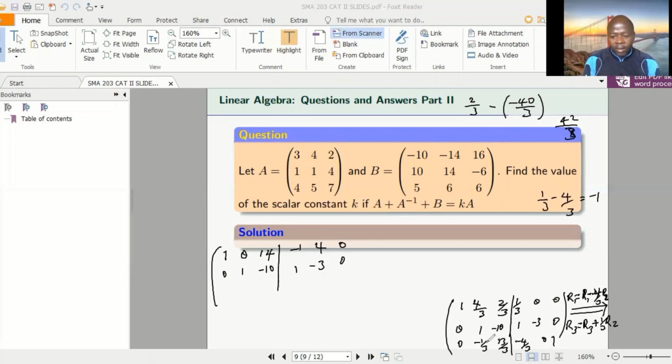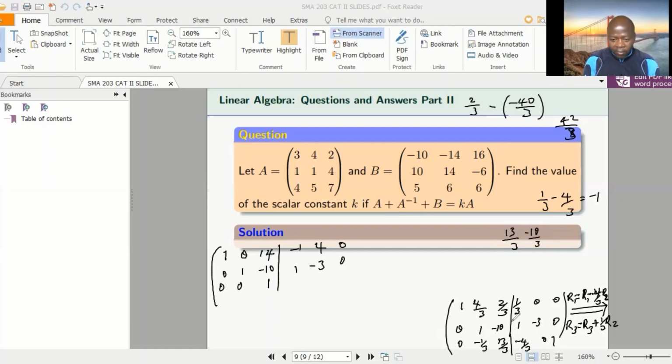Now, so I want a 0 here. And I've already said that I'll get that by row 3 plus a third of row 2. So a third of 0 plus that gives me 0. A third of 1 plus that gives me 0. A third of -10 will give -10 out of 3. Add this to 13 out of 3, and this gives you 1.